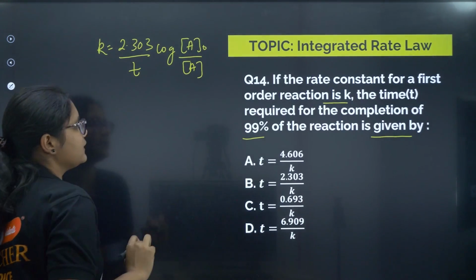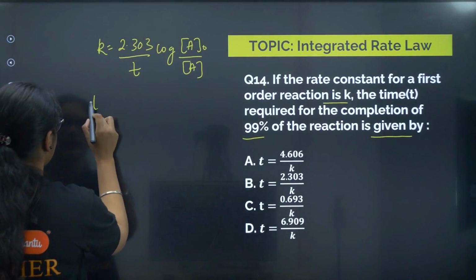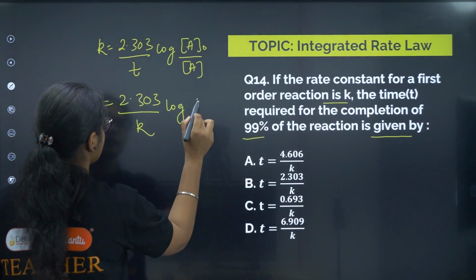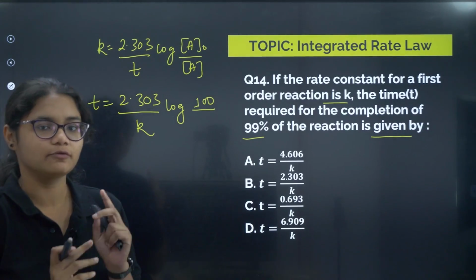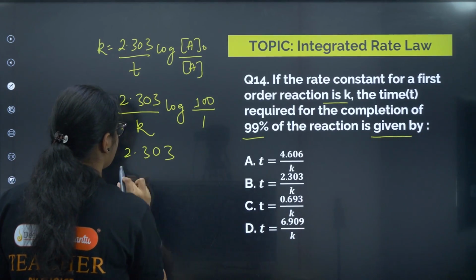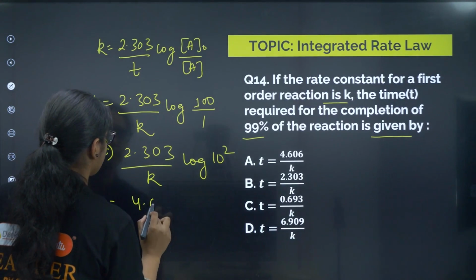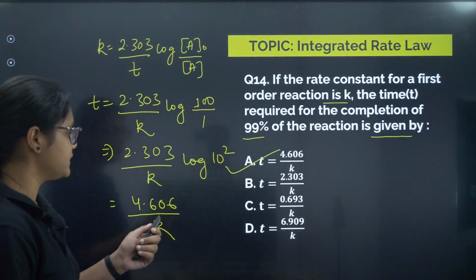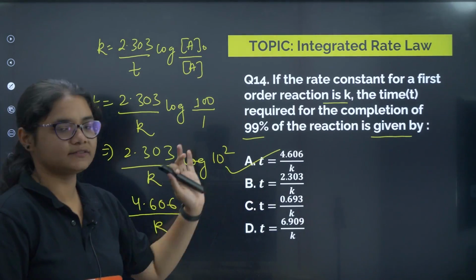Now I know for 99%, whenever percentage is given, take the initial concentration as 100. So I can write T equal to 2.303 by K log of 100 by A. See, 99% is completed. Then how much reactant will be left? 1%. So I can write it as 1. So what will I get? 2.303 by K log of 10 to the power of 2, or we'll get 4.606 by K. So the correct answer for this question will be option A. Easy, direct based question. You see there's no calculation involved also. You have to just write the expression.